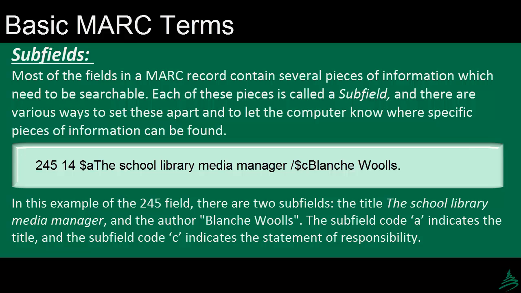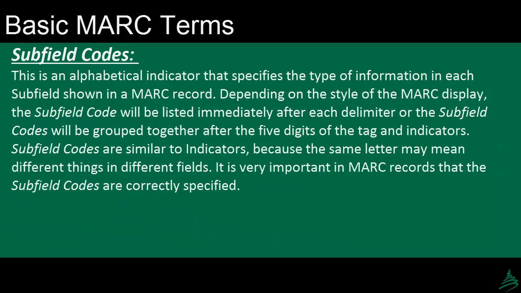So you can see here that Blanche is in the C. The subfield A is indicating that that's the title, and the subfield C is our statement of responsibility. And down here at the bottom of the screen, you'll see, again, that the subfield codes are similar to indicators. Because they have the same letter, they may mean different things in the field.